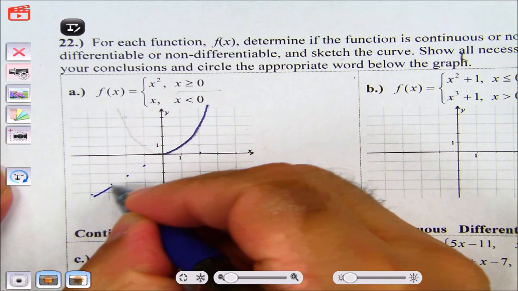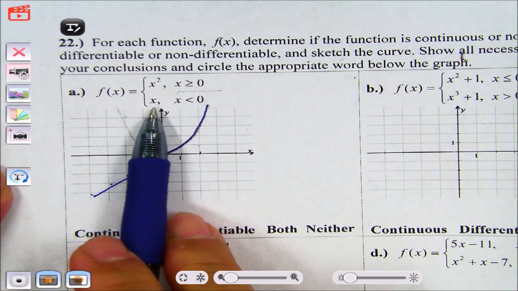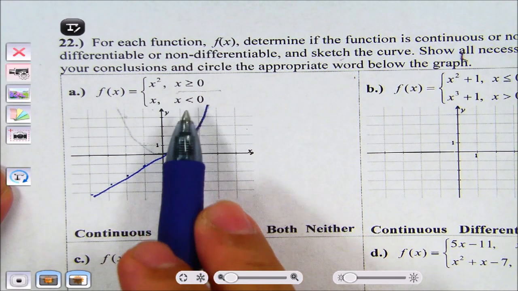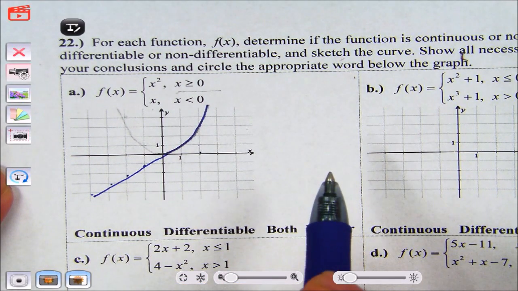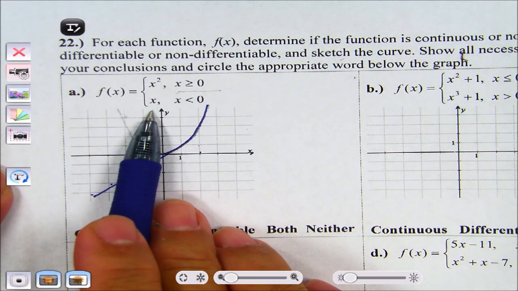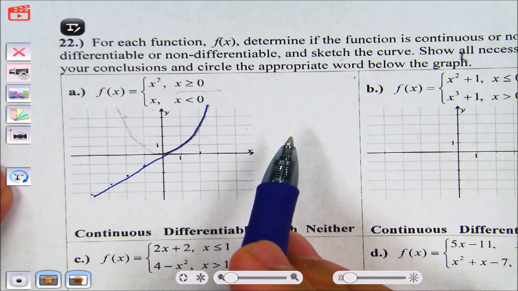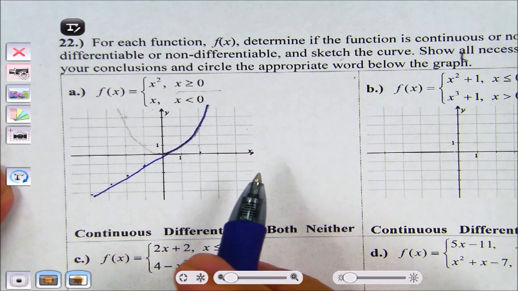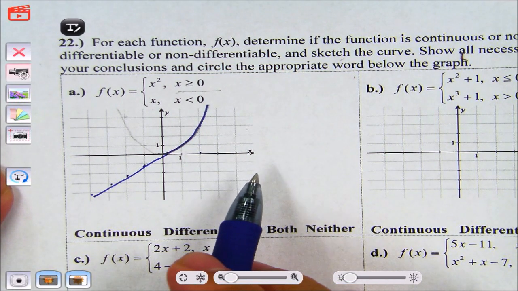Yeah. Well, that's y equals x, right? That's the line y equals x, but I only want it when x is negative. So you want me to draw a dotted line or an actual line? Line. Why'd you do the little dots? So I can draw it properly. Sorry, it's hard.